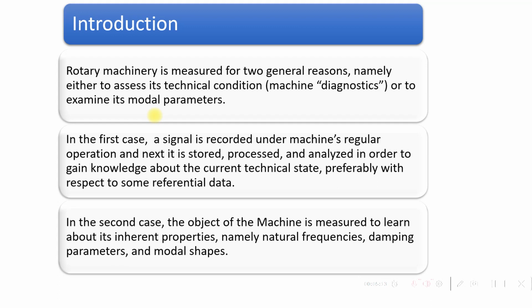Okay, now we will see the second case, where the object of the machine is measured to learn about its internal properties, namely natural frequency, damping parameters, and modal shapes. So these are the three parameters, which are the inherent or internal properties: namely natural frequencies, damping parameters, and modal shapes.